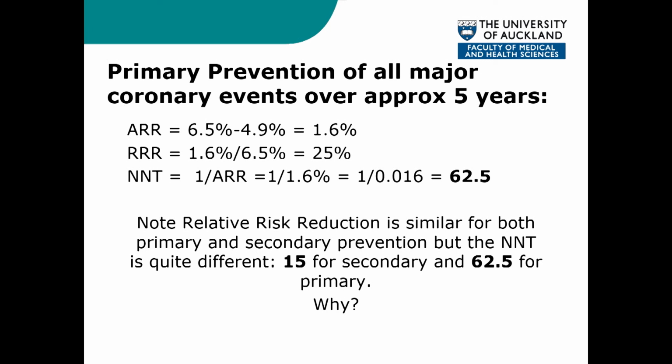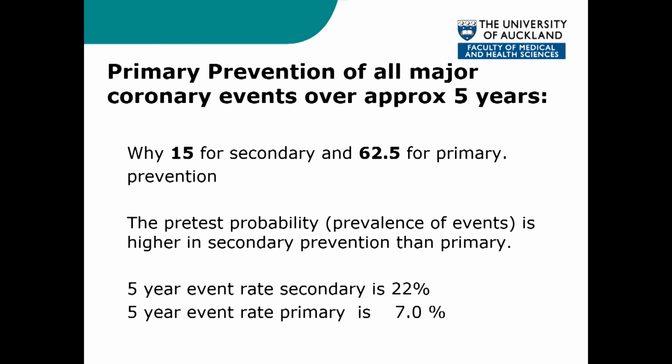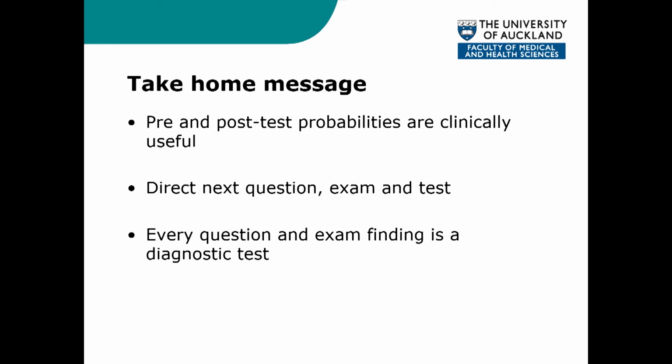So I just want you to think about why for a second, why the figure is higher for primary prevention. That means it's less effective. Remember, a high score means less effective. This is because the pretest probability or the prevalence of events is much higher in secondary prevention. So the 5-year event rate in secondary prevention is 22%. The 5-year event rate in primary prevention is 7%. So about almost a threefold difference there.